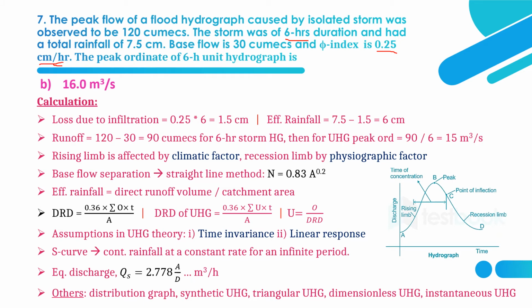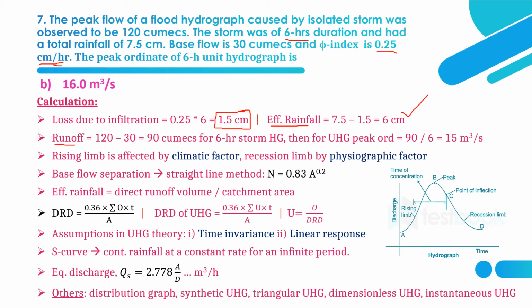So here, 6-hour flood hydrograph, 6 hours storm duration. So that's why 0.25 into 6. This is the infiltration loss. So how to calculate the effective rainfall? Total rainfall minus the infiltration loss. So effective rainfall is 6 centimeter.